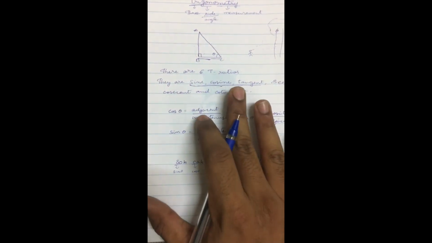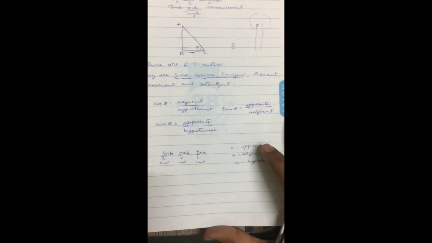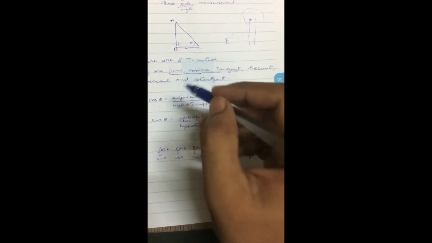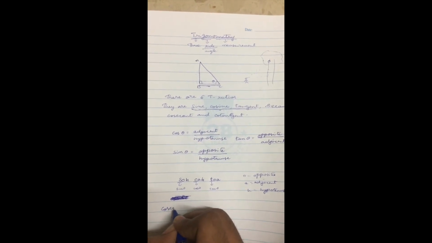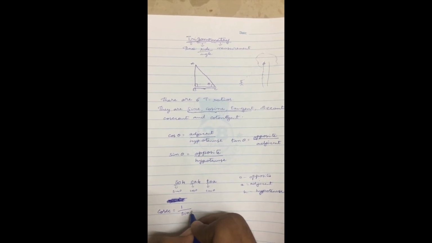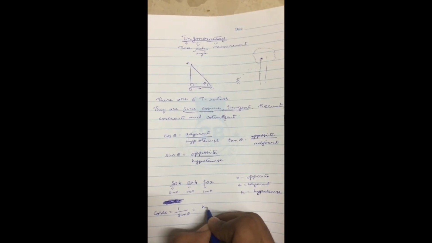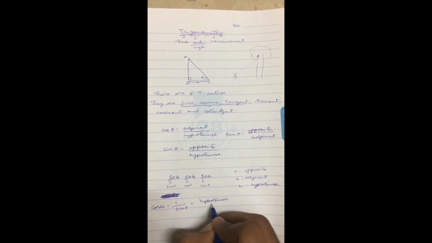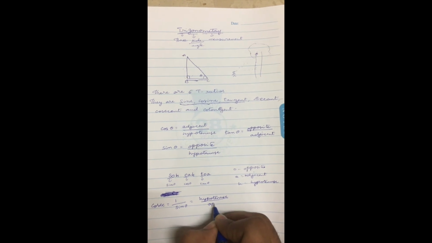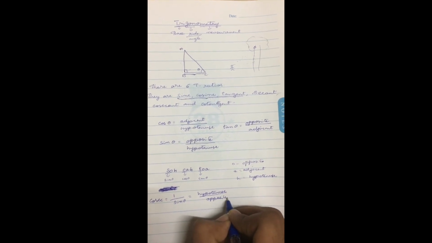Okay, if we could manage to learn these three t ratios, we know that we have learned the other t ratios. I'll show you how. If you consider cosec theta, it is nothing but 1 by sine theta, which implies hypotenuse by opposite side. You're clear with my point? Yeah, I hope you're clear.